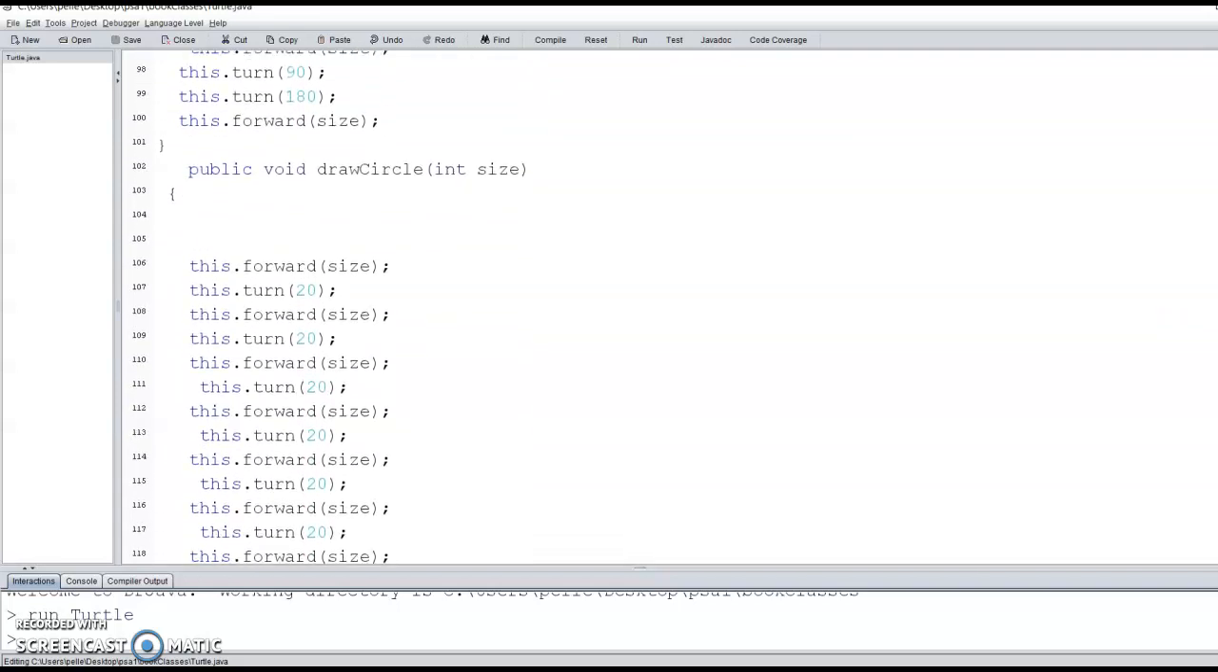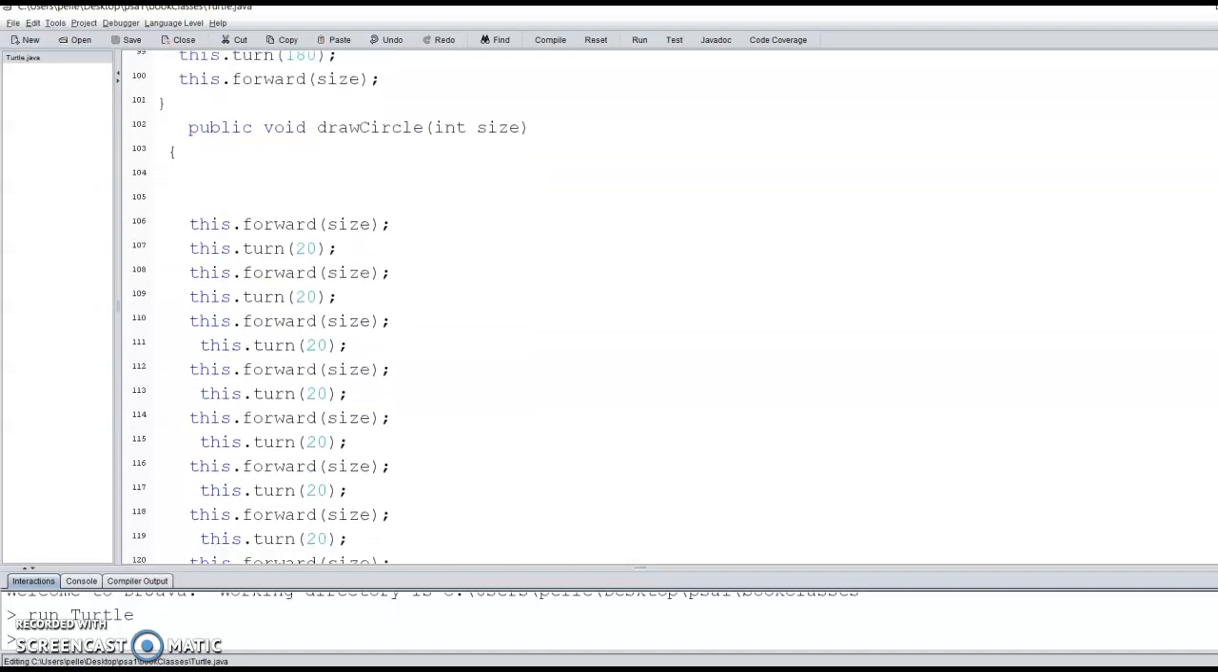My other method was draw a circle, which is going to increase or decrease in size when I call it up above. Basically, the body here is just giving the turtle instructions on which way to go and what parameters to use.